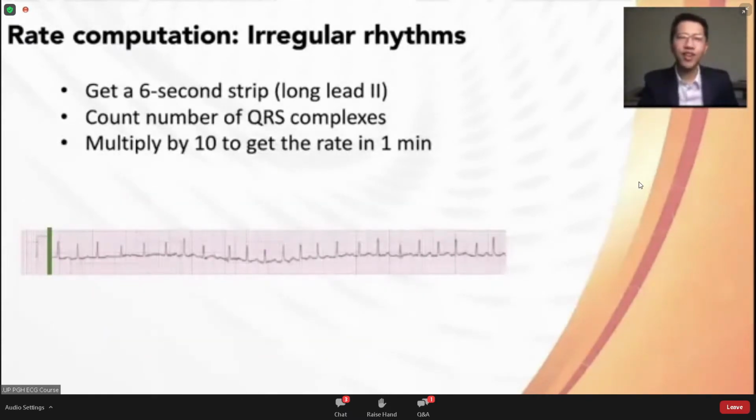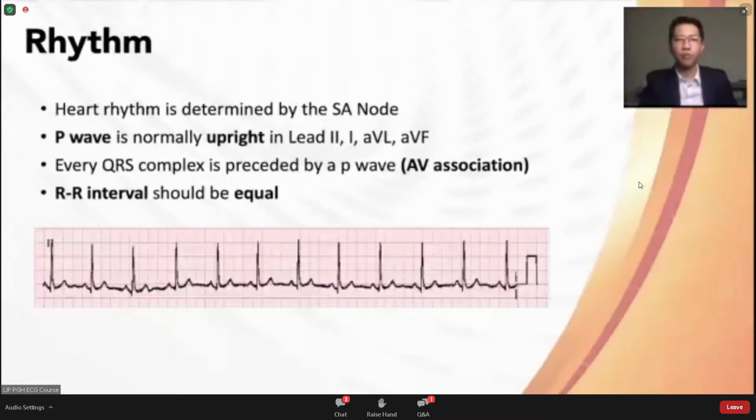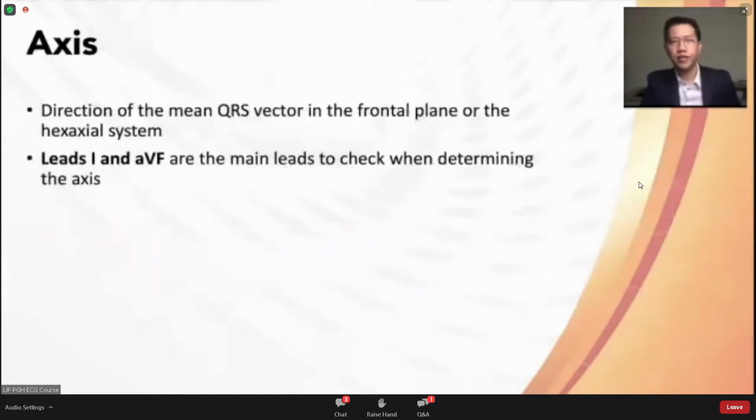How about for irregular rhythms such as AF? Well, we need to get a 6-second strip. Usually that's long lead 2. And count the number of QRS complexes. Multiply by 10 to get the rate in 1 minute.